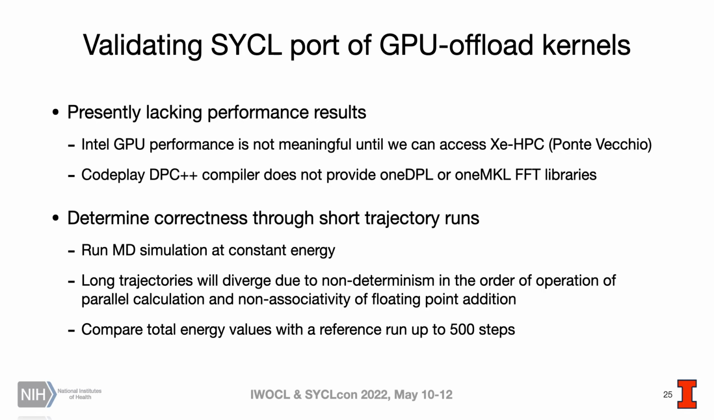What we have done is determine correctness through short trajectory runs. Even though an MD simulation at constant energy is in theory deterministic, it turns out that long trajectories will diverge due to non-determinism of the order of operation of parallel calculation and the non-associativity of floating point addition. This is simply due to the underlying nature of Hamiltonian systems and their solutions. What we can do is run an MD trajectory at constant energy for up to 500 steps, comparing total energy values with a known reference run.